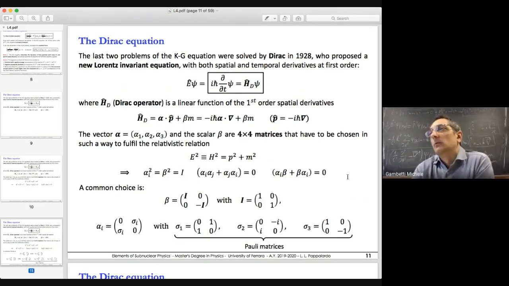Now, what kind of matrices can we use here? Of course, there are several possibilities, but the common choice is to write down the beta matrices in this way, where I is a 2 by 2 identity matrix. So overall, this is a 4 by 4 matrix. The three alpha i matrices are expressed in terms of the three Pauli matrices, sigma 1, sigma 2, sigma 3. Again, this is a 4 by 4 because each of those is a 2 by 2 matrix. So this is the common choice, but obviously it is not the only possible one. You can also make a different choice, and things would still make sense.